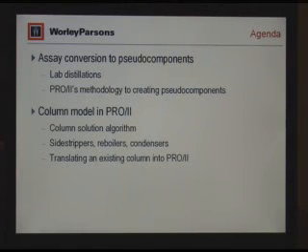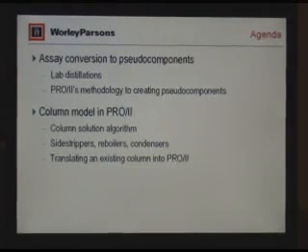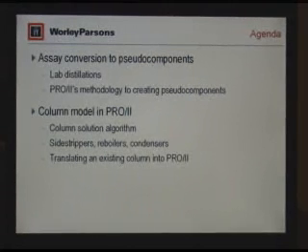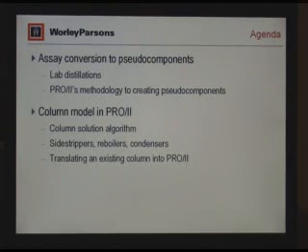Then I'm going to go over the column model in Pro2. We're not actually going to run one unless we have time, and maybe I'll have a volunteer come up and run one, but I was just going to show you some that's already been done, and we can look at how it was set up. And we're actually going to have a little exercise in class together to translate an existing column into Pro2. So you would take an actual column out in the plant with real trays, and you're going to have to translate them into equilibrium stages. You need to see how many you need and where the feed goes in, and if you had any side draws, where they would come out.